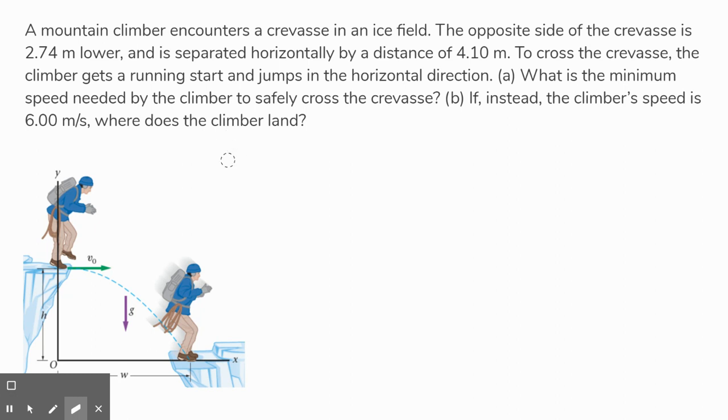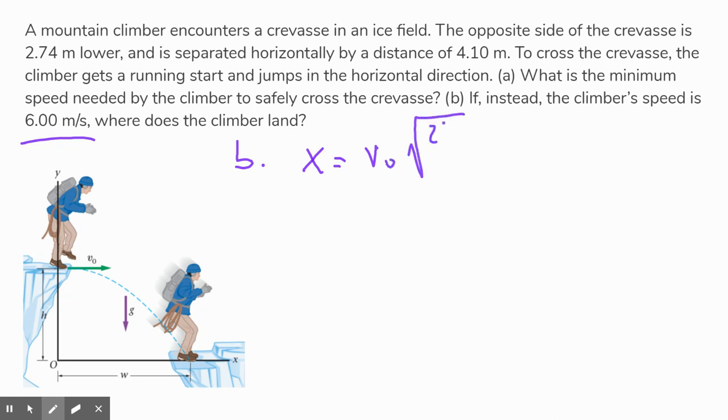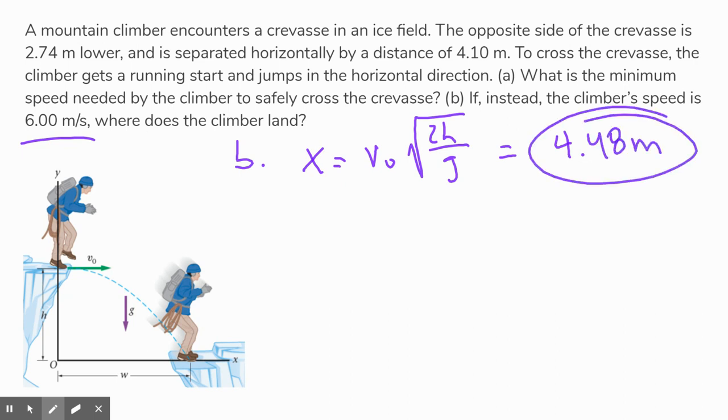Okay, so to solve for part B, this is pretty easy. We see that this time the climber's speed is 6 meters per second. So let's just make some substitutions and solve for x. This will be even easier because we don't have to rearrange the equation. When you plug all of your information into this equation, you will find that x is equal to 4.48 meters. And that will be your final answer.